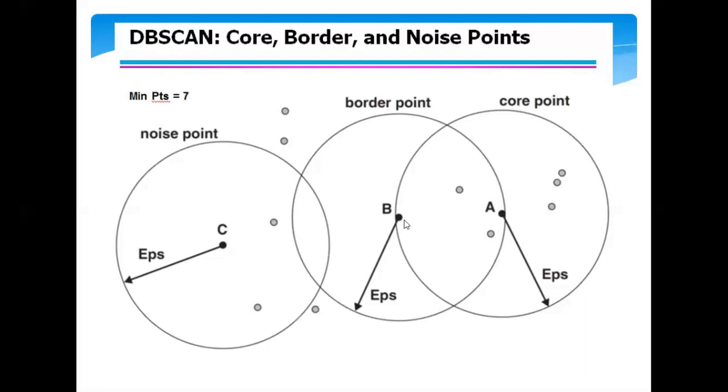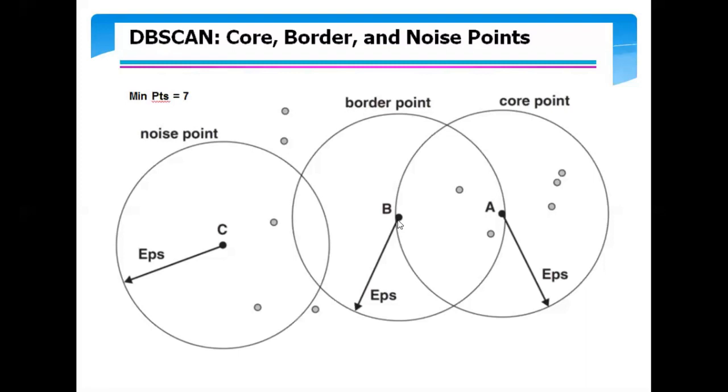Now let us consider B as the border point. After considering B, draw the radius or epsilon value of 3 centimeters around B. When you draw a circle of radius 3 centimeters, it covers these two gray points and the A point. Now we will check whether it satisfies the minimum points. Minimum points is equal to 7. When we count the points within the radius of B, it is 1, 2, 3 and 4. No, it does not satisfy the criteria of minimum points. So it cannot be considered a core point.